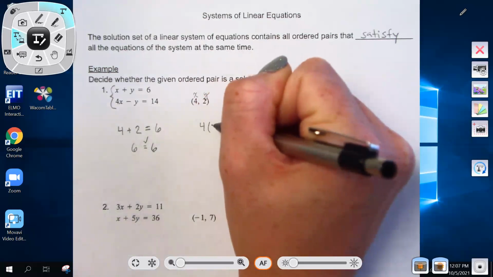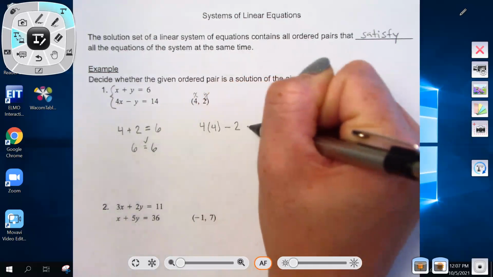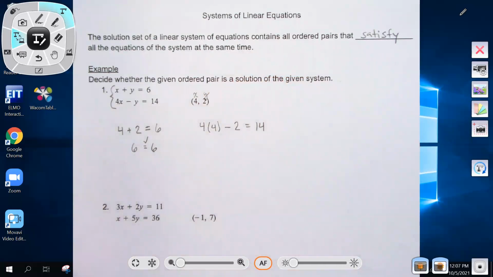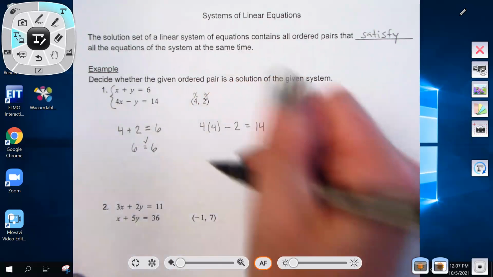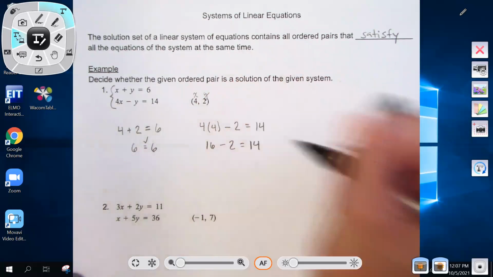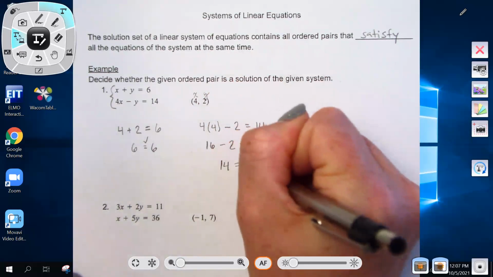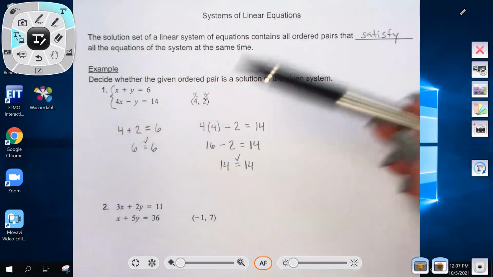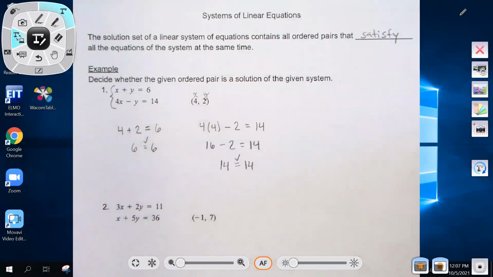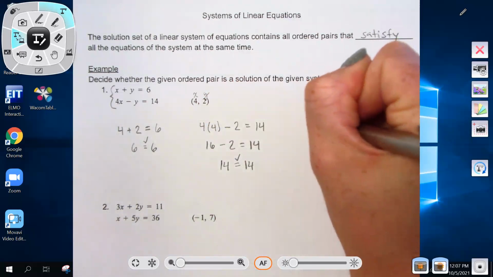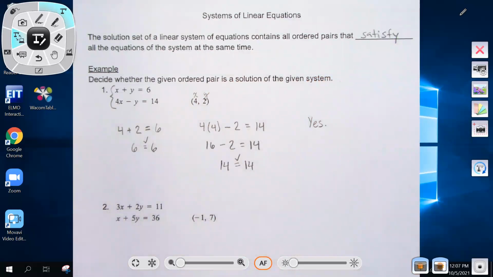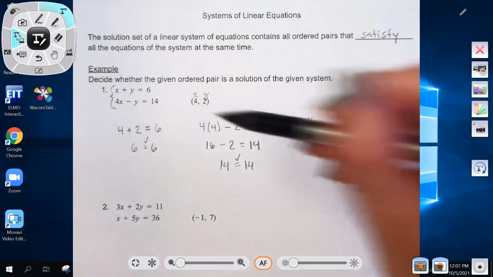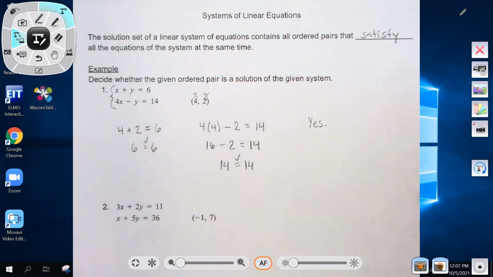4x minus y equals 14, but instead of x, we're plugging in 4, and y is 2. 4 times 4 is 16, and 16 minus 2 is 14, and 14 equals 14. So this ordered pair does satisfy both of the equations in the system, which means it is a solution. Rather than writing all of that, let's just say yes as our answer. So we know the yes indicates the ordered pair is a solution of the given system.